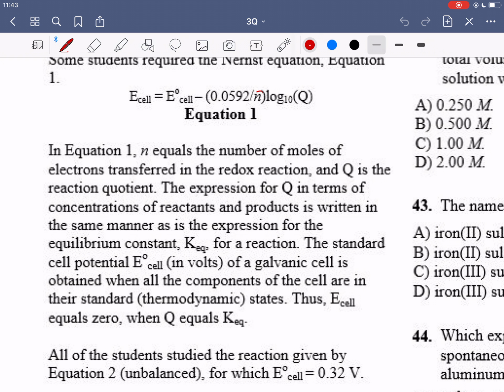N, which is over here in the denominator, equals the number of moles of electrons transferred in the redox reaction, and Q is the reaction quotient. The expression for Q in terms of concentrations of reactants and products is written in the same manner as the expression for the equilibrium constant, K, for a reaction. The standard cell potential, or E0, of the cell in volts of a galvanic cell is obtained when all the components of the cell are in their standard or thermodynamic states. Thus, E0 of the cell equals 0 when Q equals K.